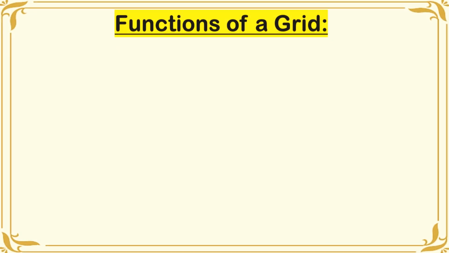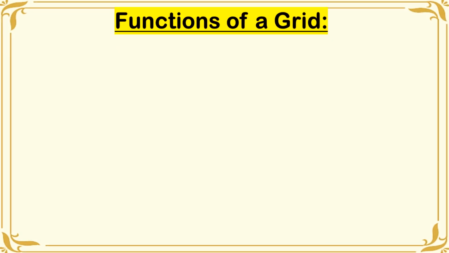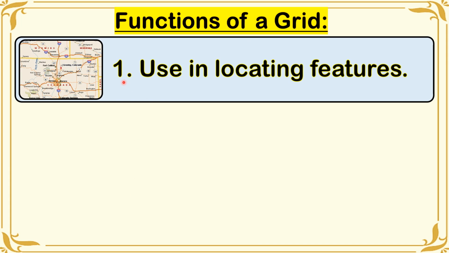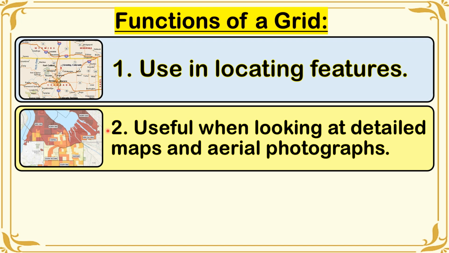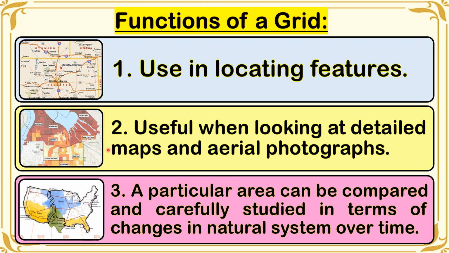Now, class, let us discuss the different functions or uses of a grid. Number 1, use in locating features. Number 2, useful when looking at detailed maps and aerial photographs. And the last one, a particular area can be compared and carefully studied in terms of changes in natural systems over time.